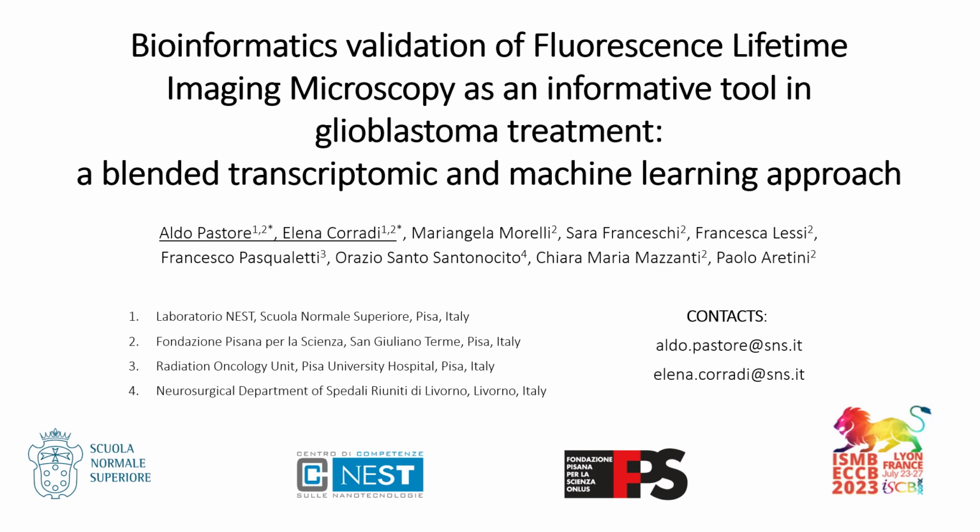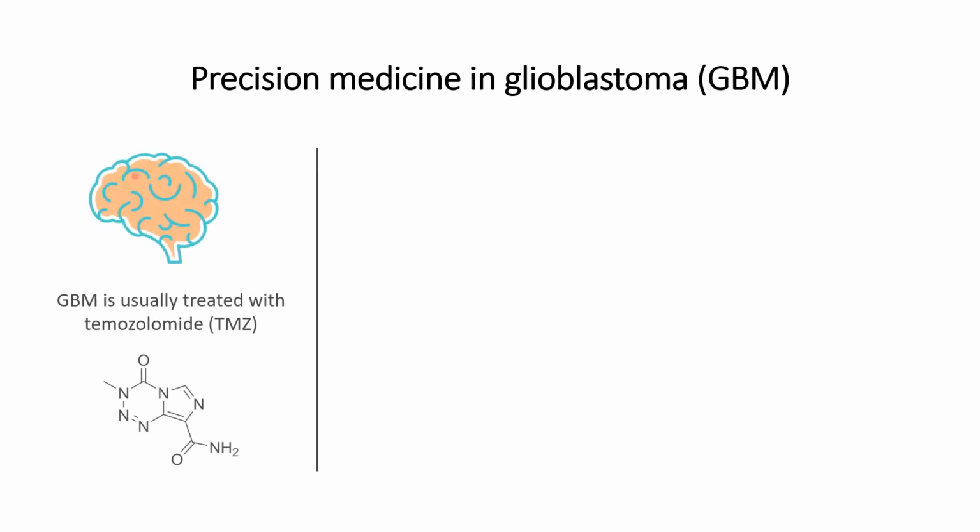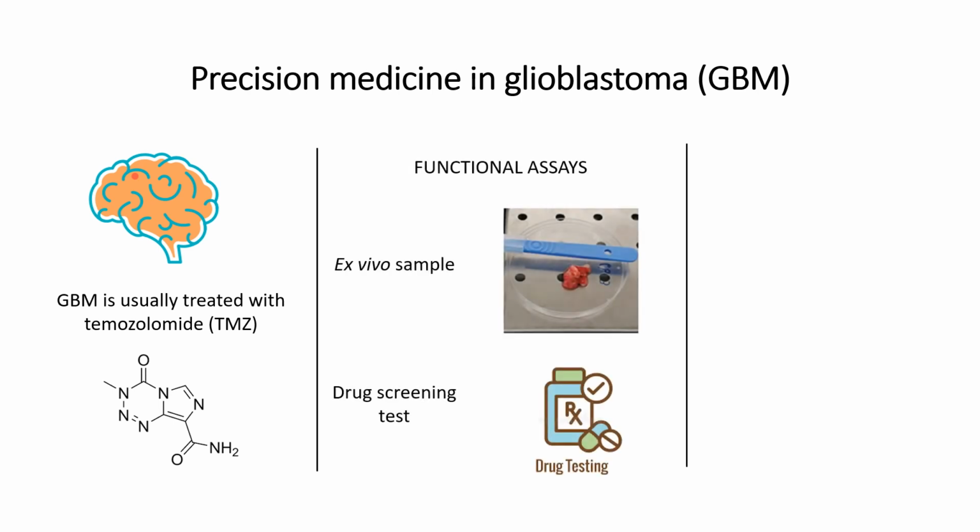Today, I'm going to introduce you to the work that I will present at the conference in Lyon. Precision medicine in glioblastoma is still not very efficient. Indeed, in the context of this disease, most of the patients are treated with the same chemotherapy, named temozolomide. Despite that, recently, functional assays have shown their potential in drug testing, offering a way to enhance patient stratification.